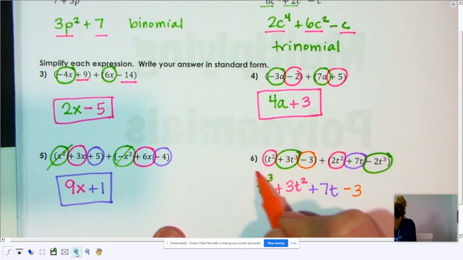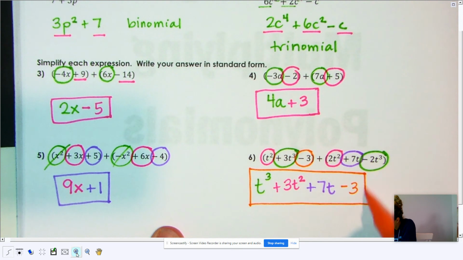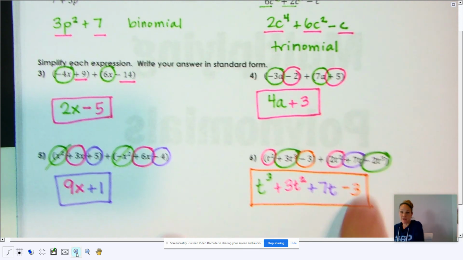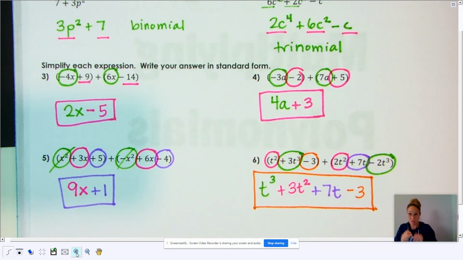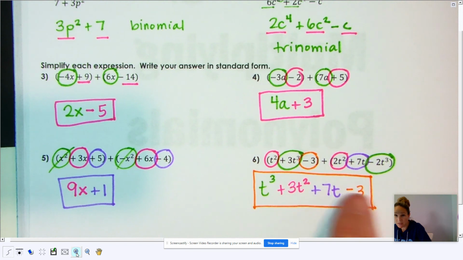Okay, so this answer actually has 4 terms to it. 1, 2, 3, 4 different little parts that we had to put together in the right order. Standard form means that we start with the highest exponent, 3, 2, 1, 0.